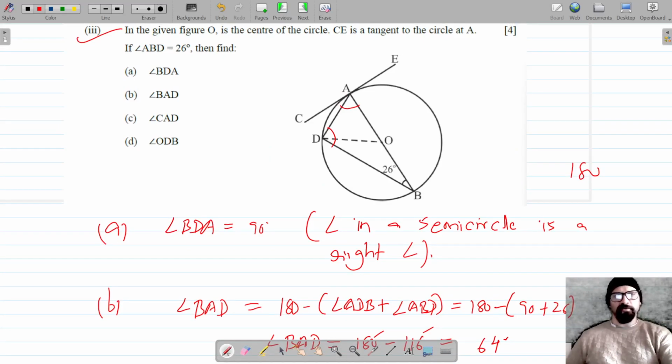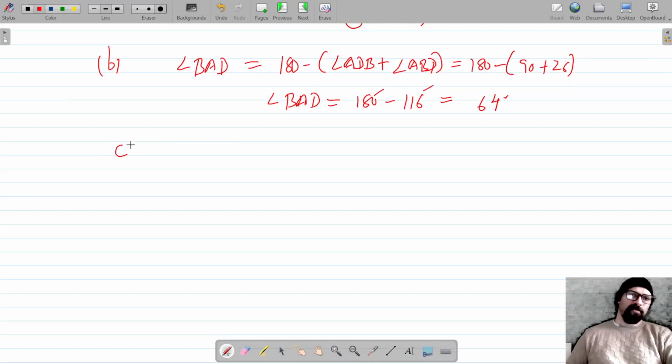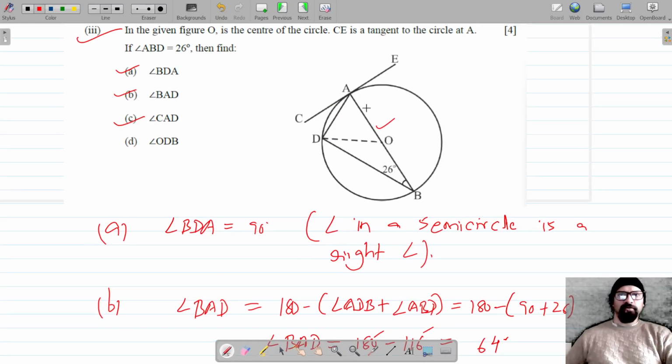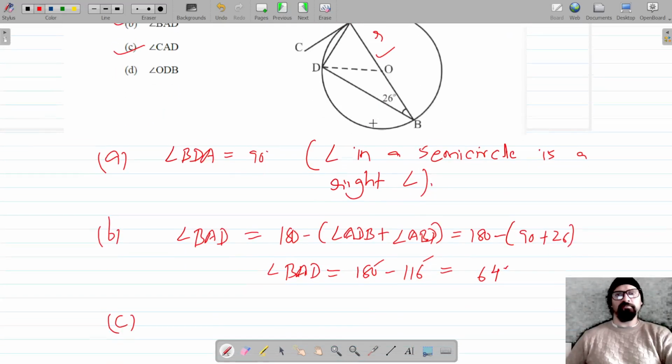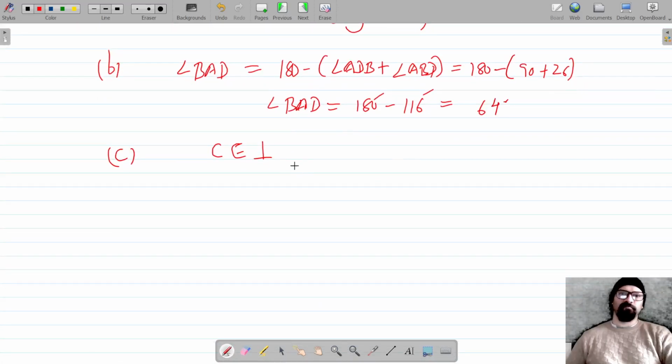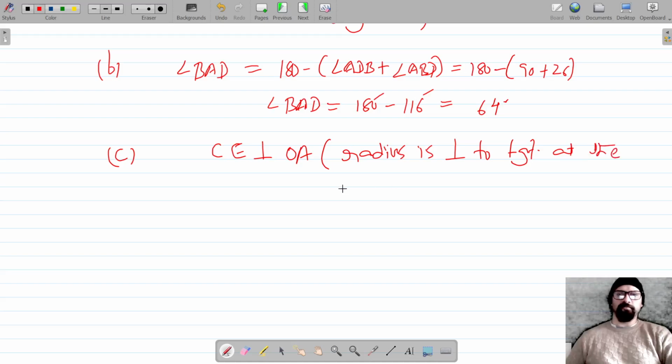Let's find out the third one. So we have got A, B, and C. The third is angle CAD, this one. Before we find angle CAD, this OA is the radius and CE is the tangent, and we know that the radius is perpendicular to the tangent at the point of contact, so we can say that CE is perpendicular to OA, and the reason being that the radius is perpendicular to the tangent at the point of contact.